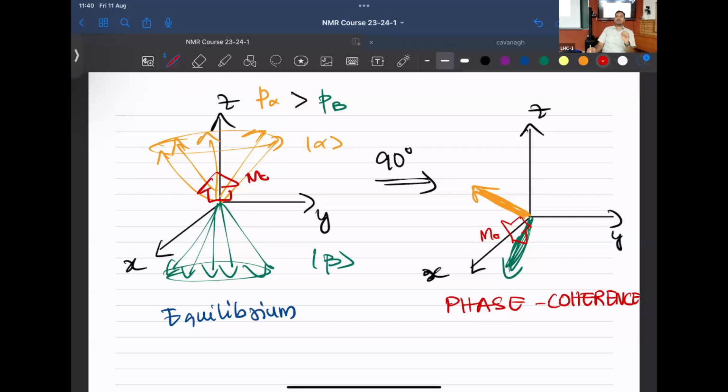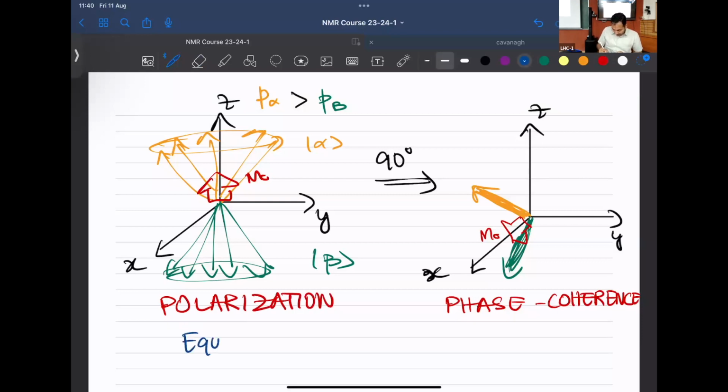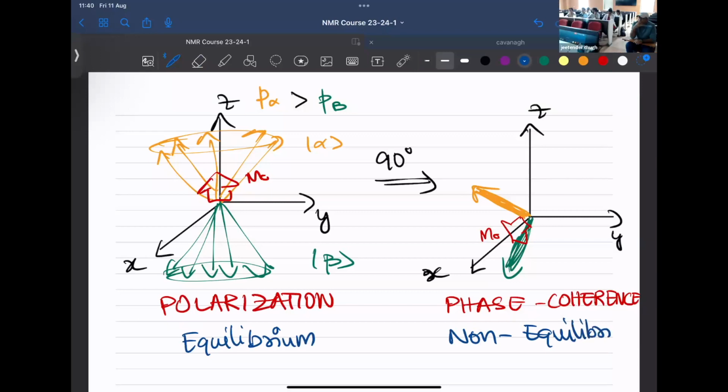So if somebody tells you that you took the alpha state and flipped it, that is wrong. Alpha and beta states do not flip. They are always where they have to be, which is at 54.7 degrees with respect to B0. On the other hand, what your RF achieves is a phase coherence. Something that is at equilibrium is called polarization. Of course, anything that is not equilibrium is a non-equilibrium state.